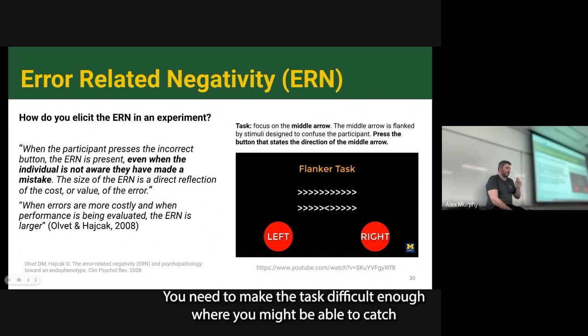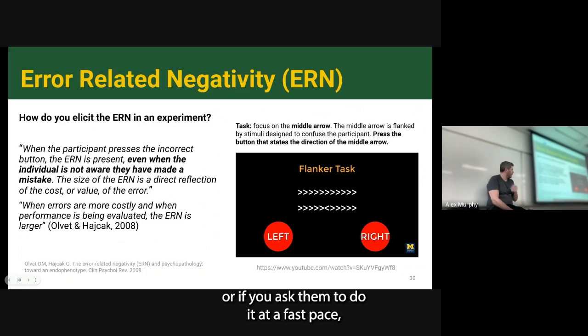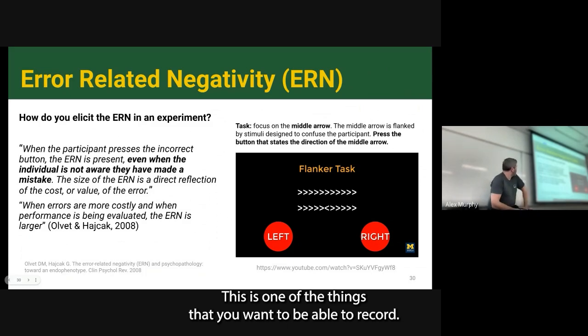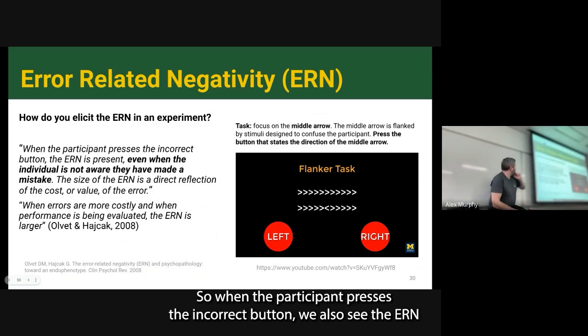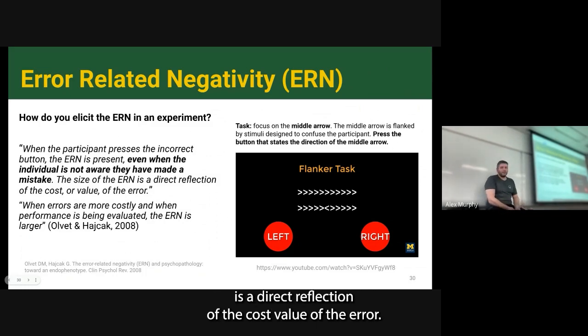You need to make the task difficult enough that you can catch quite a lot of unintentional errors, because of conflicting stimuli, or if you ask them to do it at a fast pace, you could press them to go, oh no, I shouldn't have done that. And this is one of the things that you want to be able to record. So when the participant presses the incorrect button, we also see the ERN, even when the individual is not aware they've made a mistake. And here's another important point, that the size of the ERN is a direct reflection of the cost or value of the error.